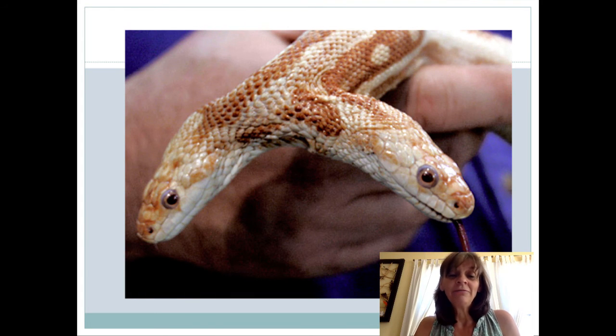Here's a cool mutation that I'm not sure whether it's beneficial or harmful.